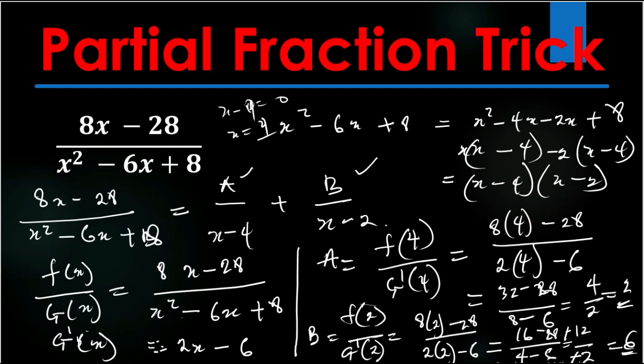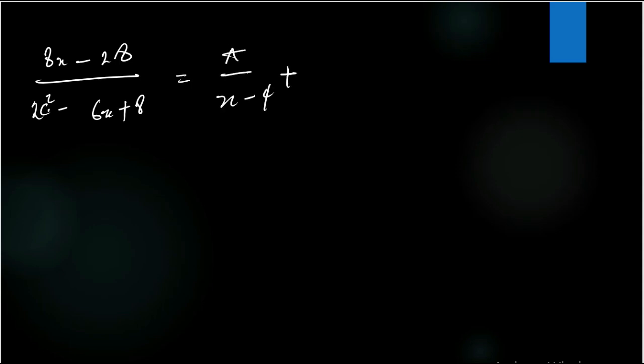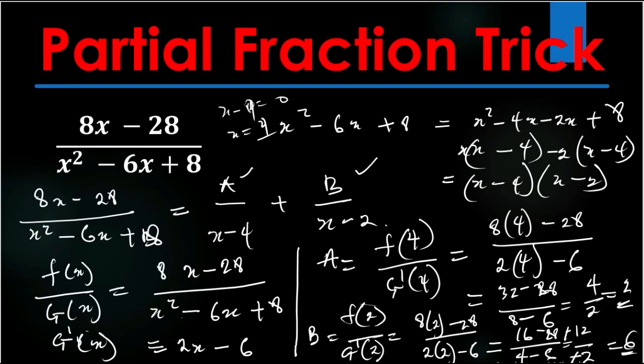So you can see that easily we have found the values of a and b. So that 8x minus 28 over x squared minus 6x plus 8 is equal to a over x minus 4 plus b over x minus 2. Here I've just simply repeated my initial expression. Now we have gotten a to be 2 and b to be 6.